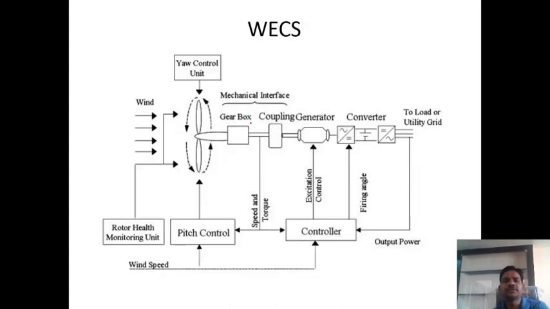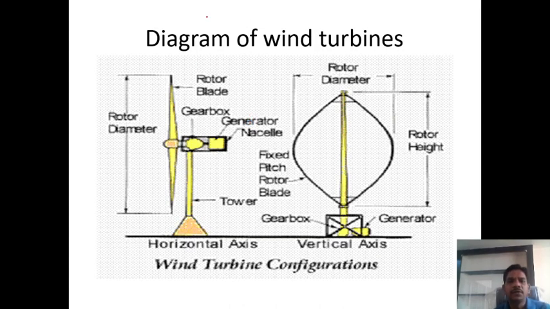So let's discuss these two diagrams of the wind turbine, guys: horizontal axis wind turbines and vertical axis wind turbines. So look here.